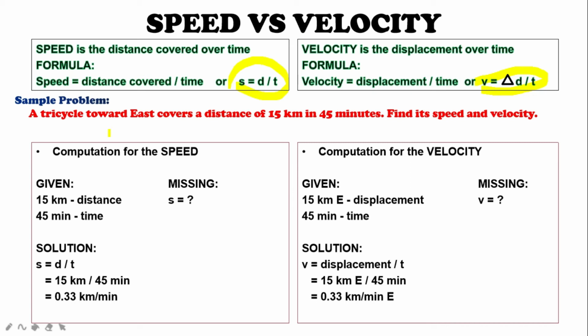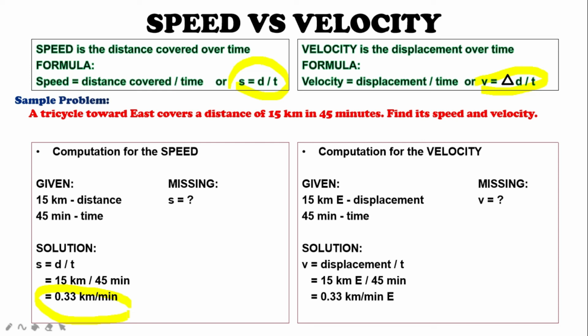A tricycle traveling east covers a distance of 15 km in 45 minutes. Find its speed and velocity. For the speed, of course, we will use S is equal to d over t. So given data, we have 15 km, that is the distance, and 45 minutes, that is the time. S is equal to distance divided by time. So distance is 15 kilometers divided by 45 minutes is equal to 0.33 kilometer per minute. So that is the speed.